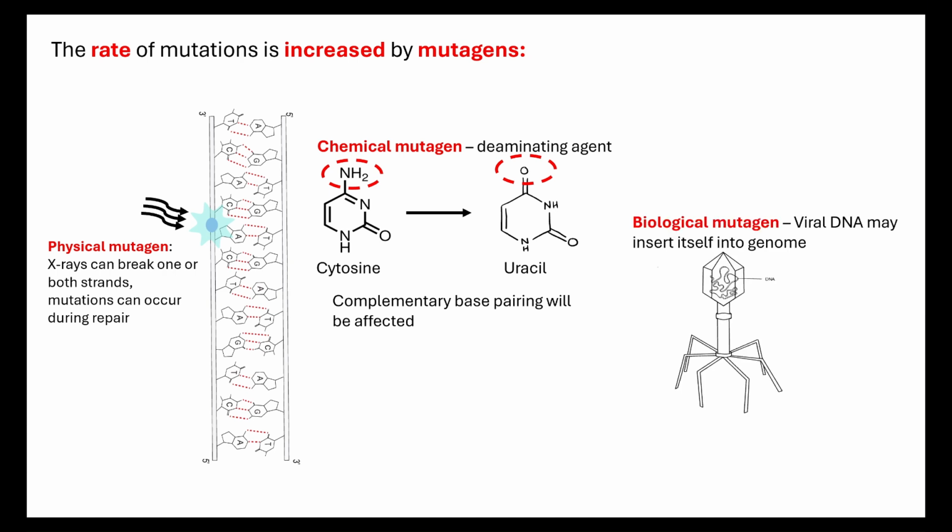Another one would be like a biological mutagen, so things like viral DNA. That viral DNA being inserted into the genome is going to affect that base sequence and therefore affect the rate at which the mutations occur.